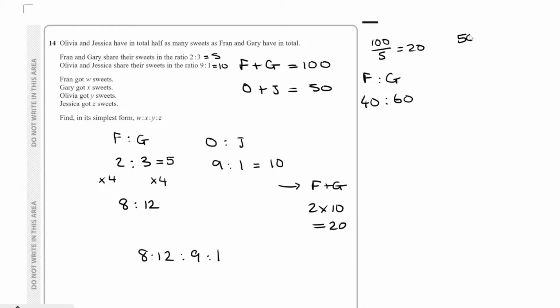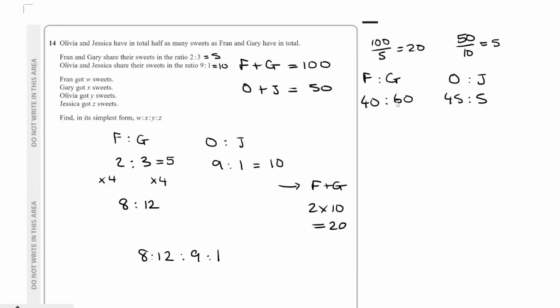What was it? 50 divided by 10 is obviously 5. There. And then 5 times 9 is... who's that for? That's Olivia. I'll lay it out the same way. Olivia to Jess. 5 times 9 for Olivia would be 45, and obviously Jess would be 5.